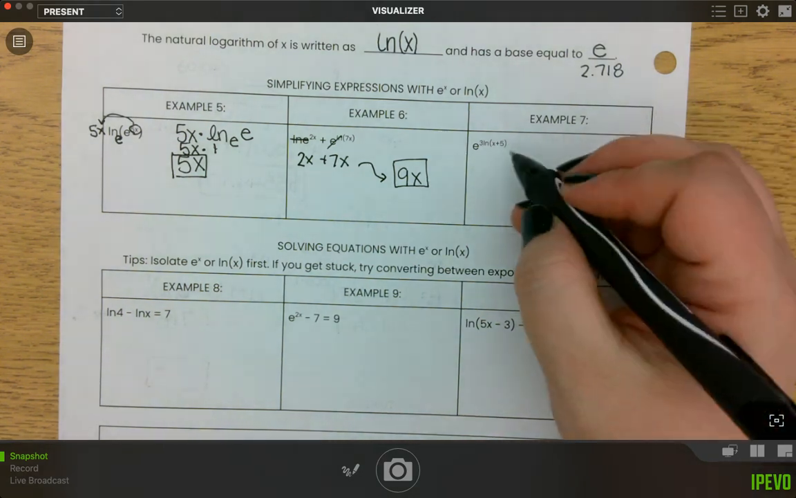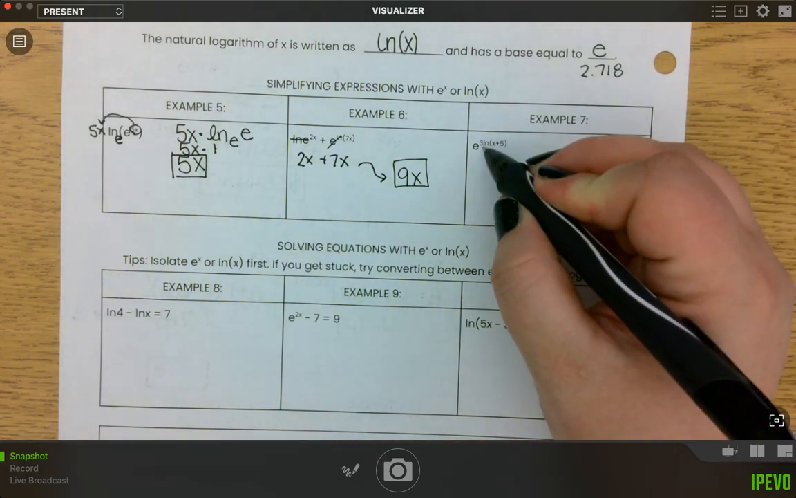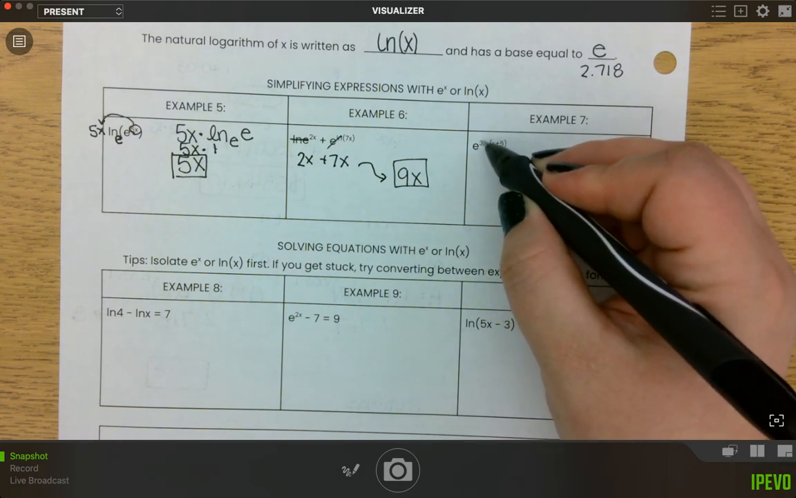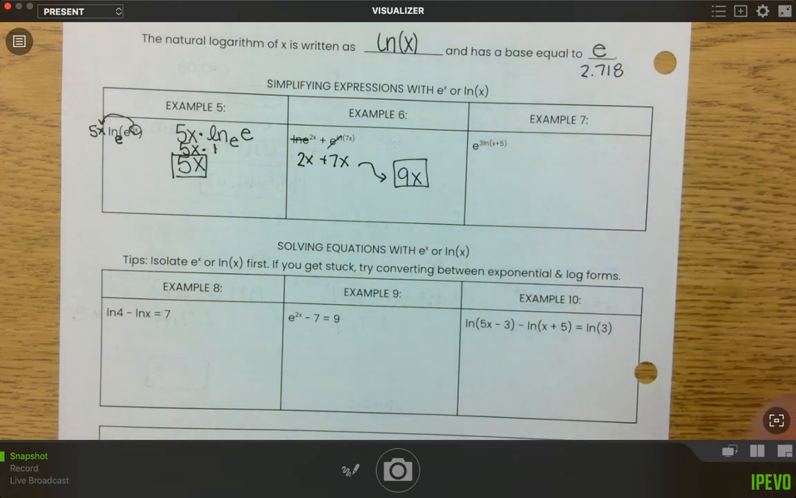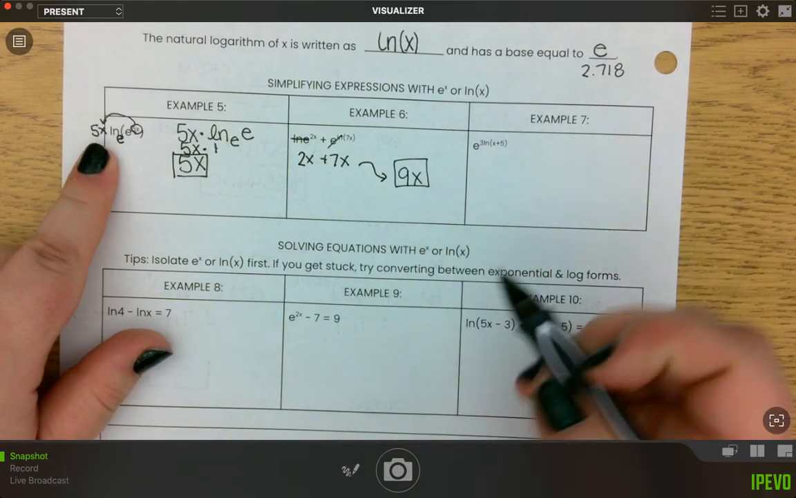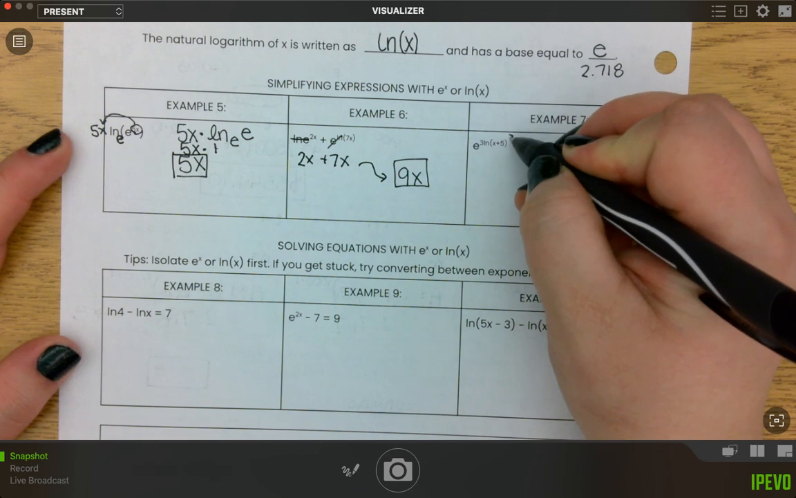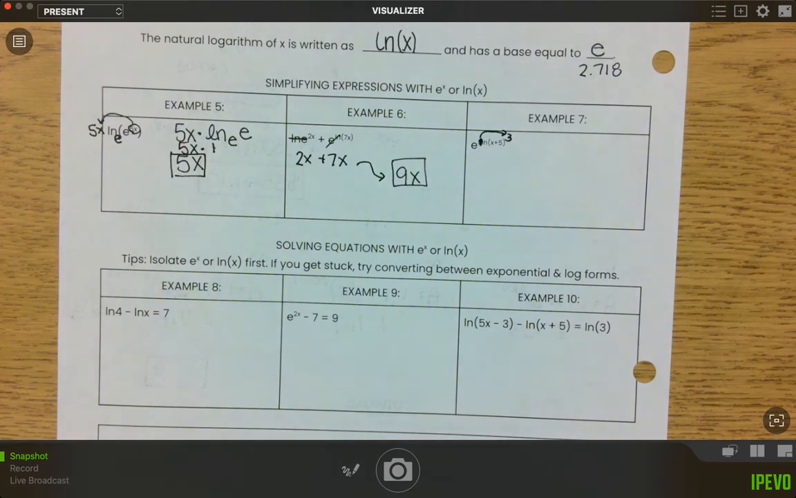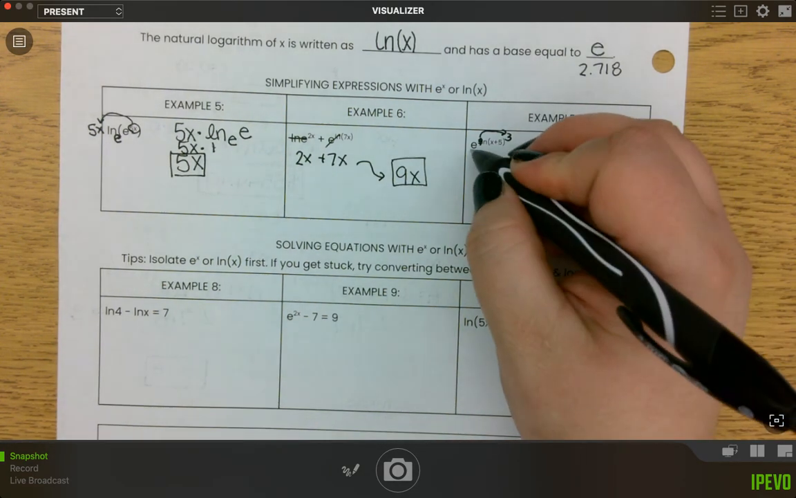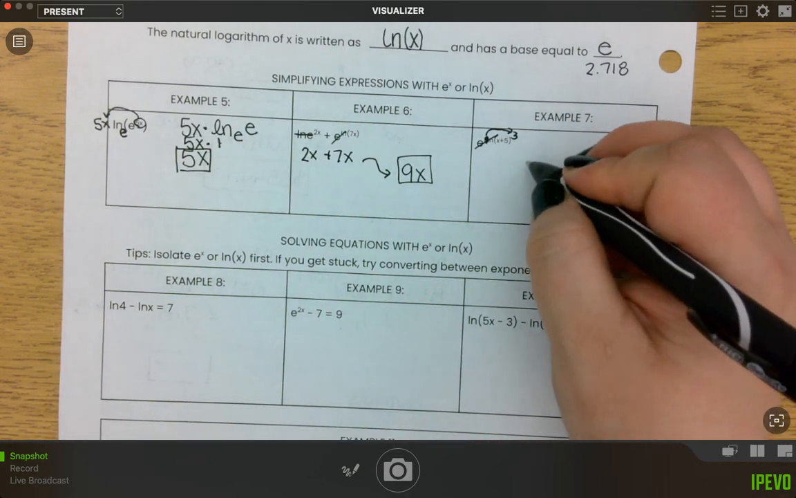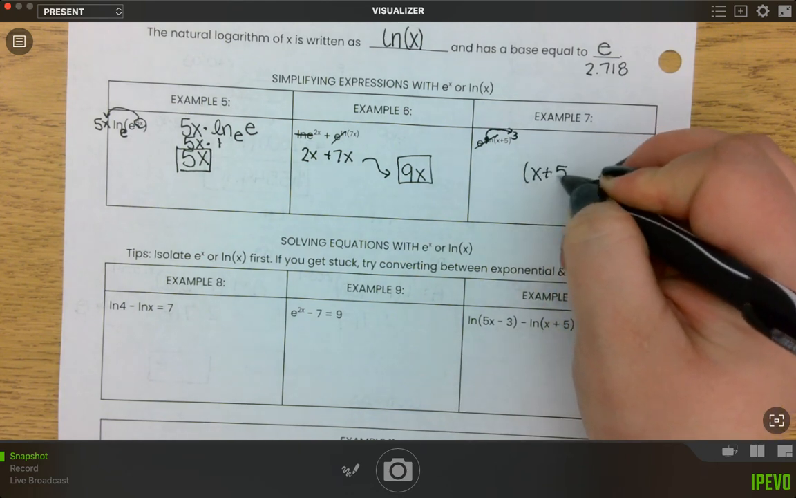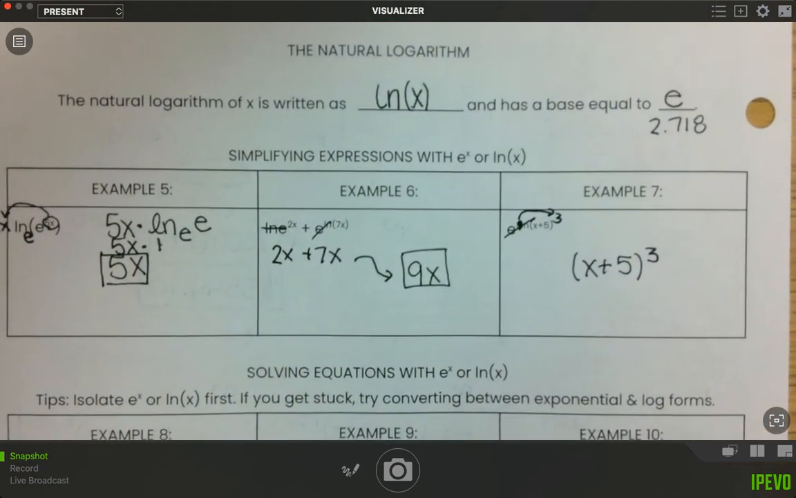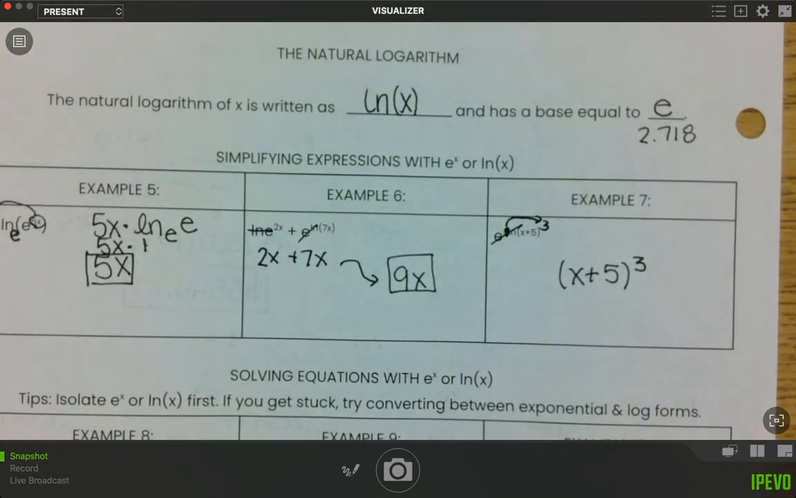Then, over here, this one's a little tricky because it doesn't go directly from e to the natural log. There's this 3 in the middle. Don't forget that that is just a power. So this could be a power on x plus 5. So now it does go directly from e to the natural log. Those cancel, and it's x plus 5 to the third power. And I'm going to zoom in because I realize that that's a little hard to see, if that helps.